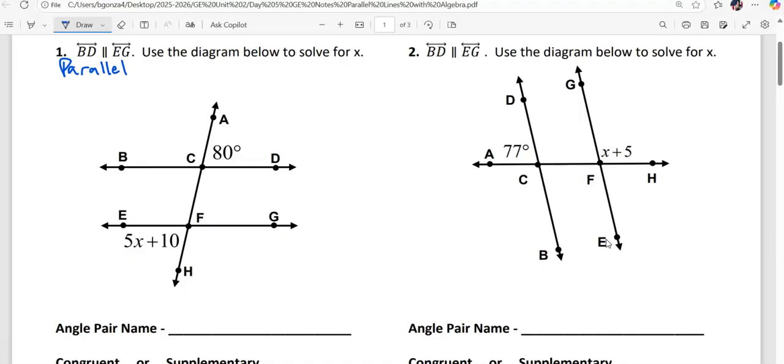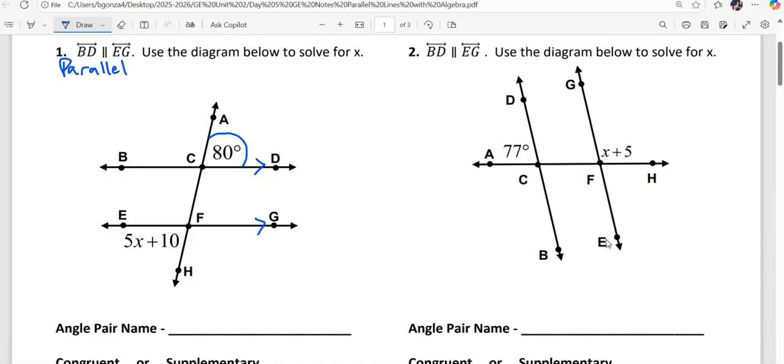Now I'm going to show that on the picture with a little arrowhead. Go ahead and draw these arrowheads. That lets you know when you look at that picture, those are for sure parallel. If you know for sure that they're parallel, then we learned something on Wednesday about these angles. So look, ACD is 80 degrees. Put an arc on that.